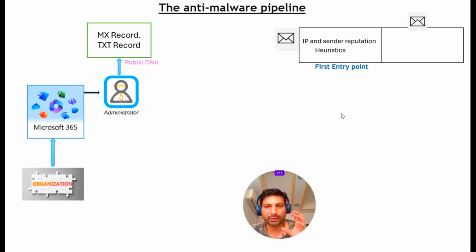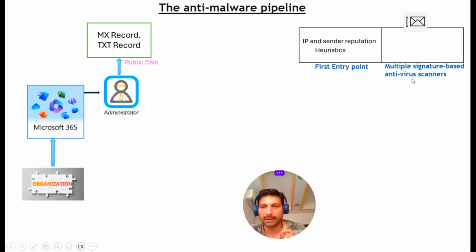For this, Microsoft uses techniques such as IP and sender reputation and heuristics. Combined, these technologies identify a sizable amount of spam and bulk email. Once mail passes through the first entry point to Microsoft 365, multiple signature-based antivirus scanners scan the message.